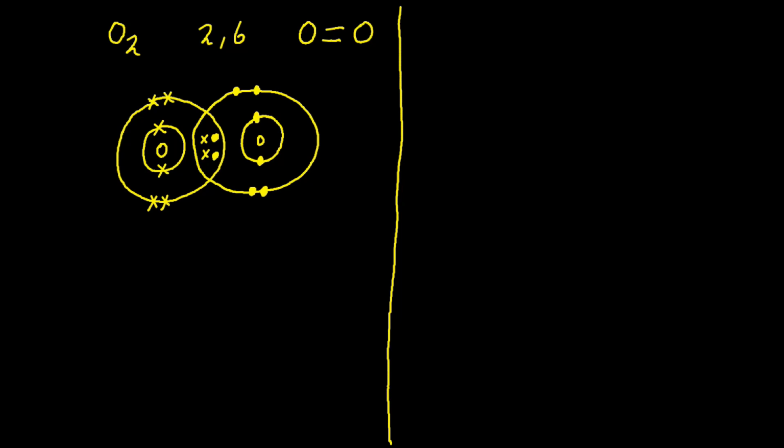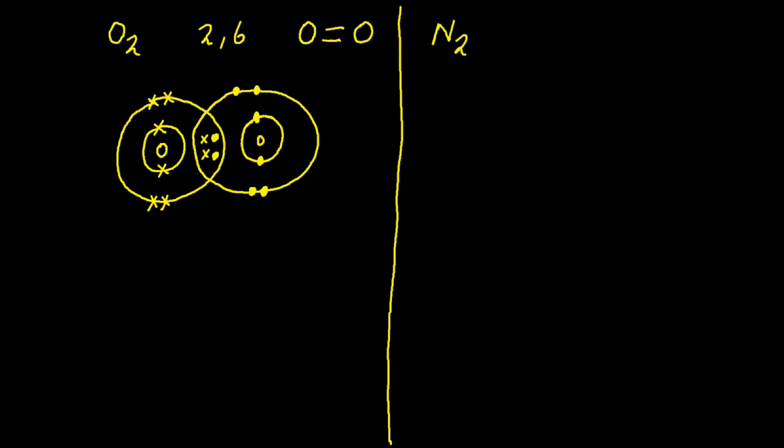Now look at the atom on the left. How many electrons in the outermost shell? 1, 2, 3, 4, 5, 6, 7, 8. And look at the ones on the right. Also 1, 2, 3, 4, 5, 6, 7, 8 electrons. Is that clear? Then look at nitrogen.